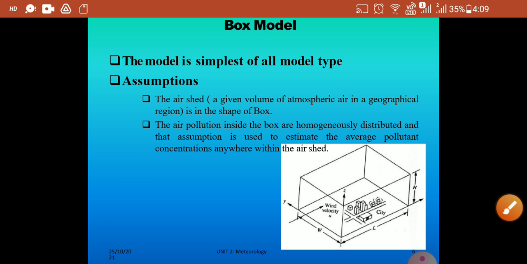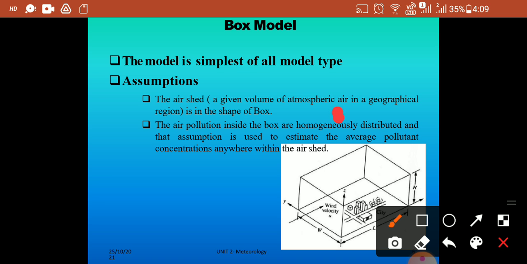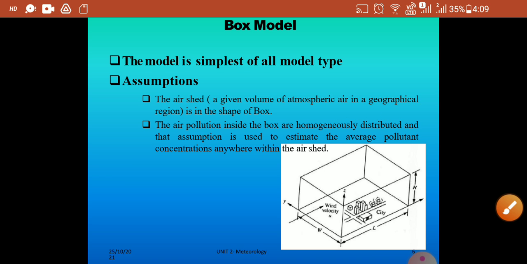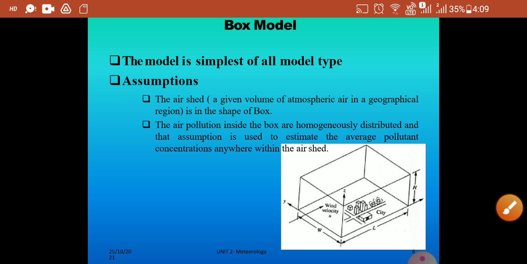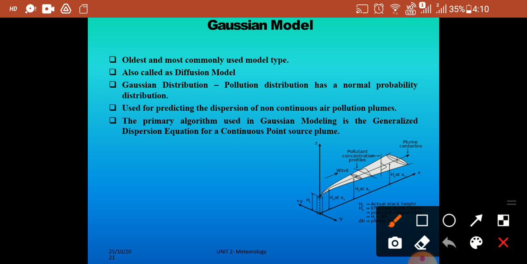So this box model represents three axes: x axis, y axis and z axis. Here the air shed, that is a given volume of atmospheric air in a geographical region, is in the shape of a box, so it is called a box model. That is the first assumption. The second assumption is air pollutants inside the box are homogeneously distributed, and that assumption is used to estimate the average pollutant concentration anywhere within the air shed.